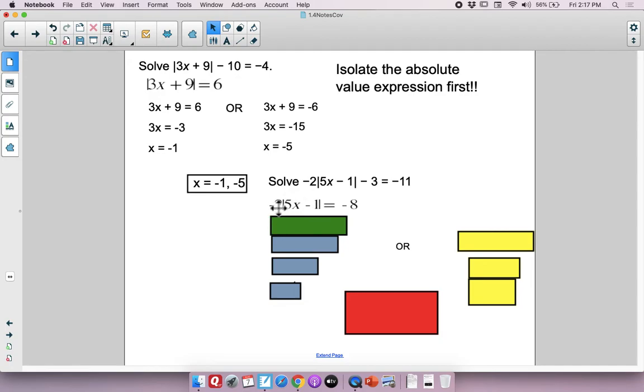This is being multiplied to that, right? Oh, and by the way, you can never distribute into an absolute value. Super important. People make this common mistake all the time. You can't do that. So what do we need to do to isolate this absolute value of 5x minus 1? We need to divide both sides by negative 2. So what's negative 8 divided by negative 2?